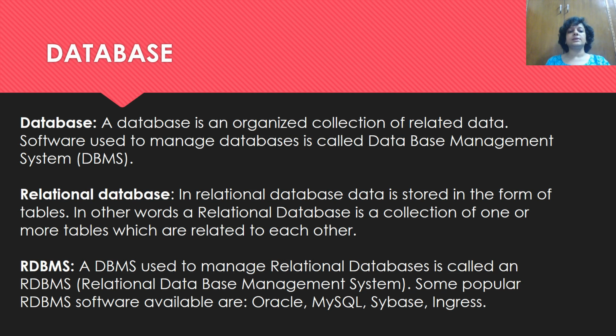Now let us understand the various terms like database, relational database, and RDBMS. A database is an organized collection of related data. Software used to manage databases is called database management system. In relational database, data is stored in the form of tables. In other words, a relational database is a collection of one or more tables which are related to each other.